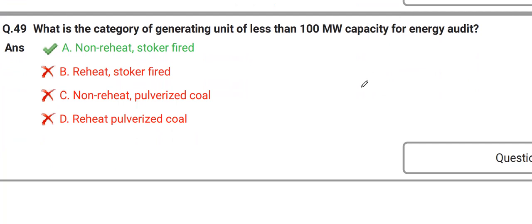What is the category of generating unit of less than 100 megawatt capacity for energy audit? So they are asking about the generating unit of less than 100 megawatt. Okay, so the non-reheat stoker fired generating unit is the one which has a capacity of less than 100 megawatt for the energy auditing.